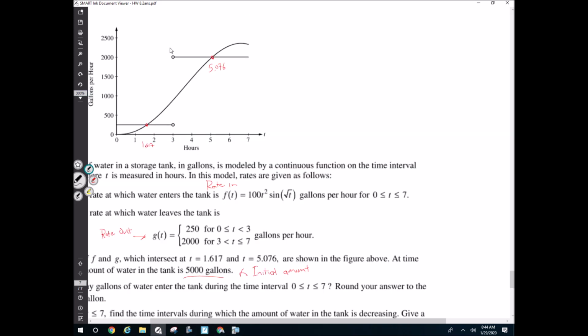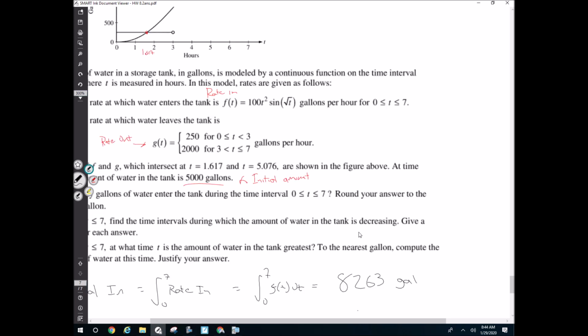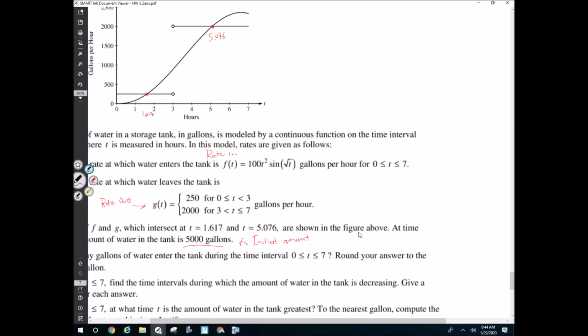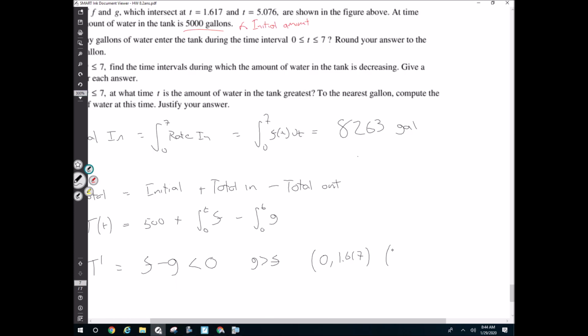So that's when the rate out is larger than the rate in. That's going to be when I'm decreasing. So that's 3 to 5.076.